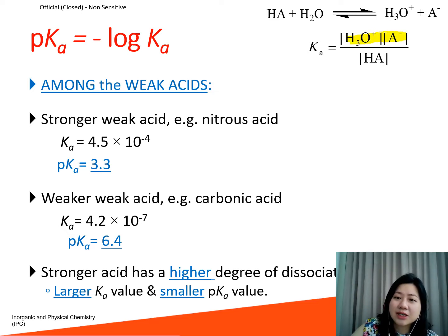So looking at the equation for Ka, a higher concentration of H3O plus and A minus would result in a higher Ka value. We can see from this example of nitrous acid and carbonic acid that nitrous acid, which is a stronger acid, has a higher Ka value compared to carbonic acid. On the other hand, pKa values decrease when Ka increases, so stronger acids would have lower pKa values compared to weaker acids.